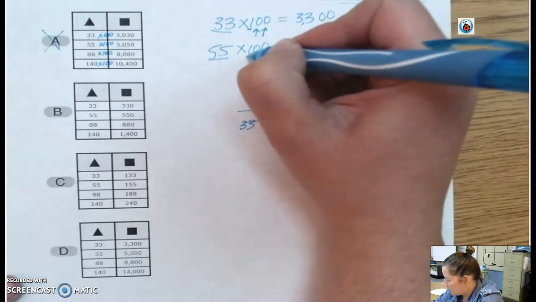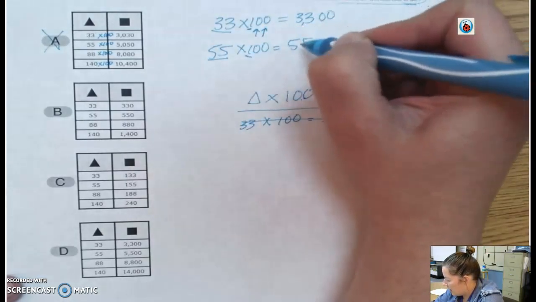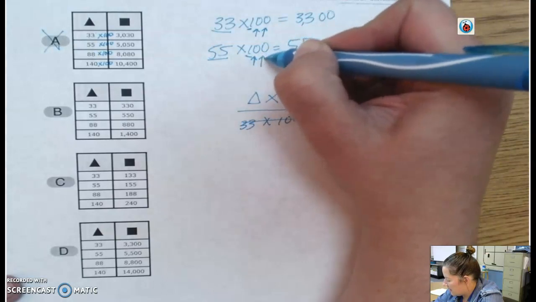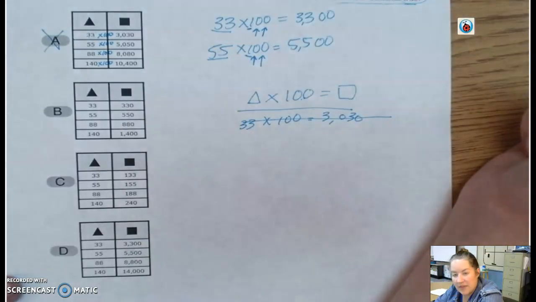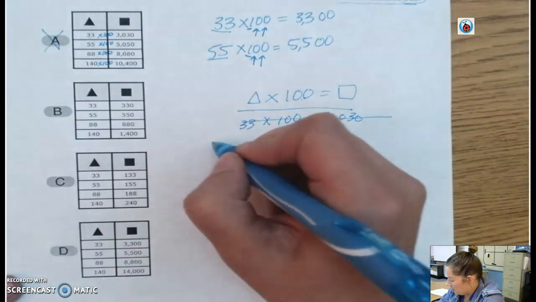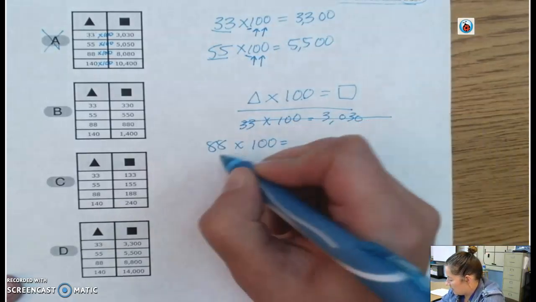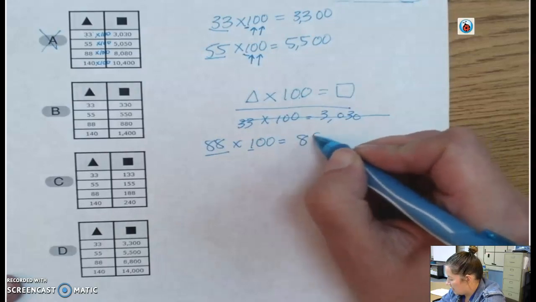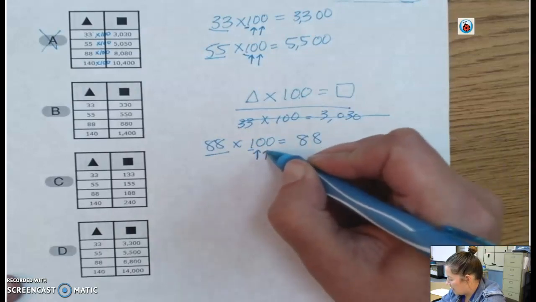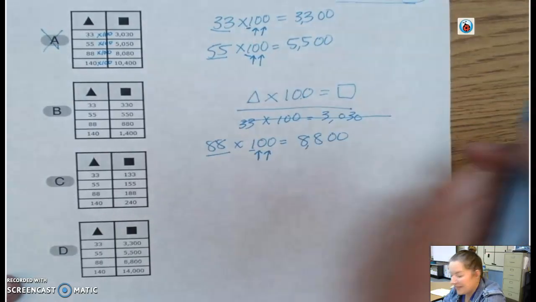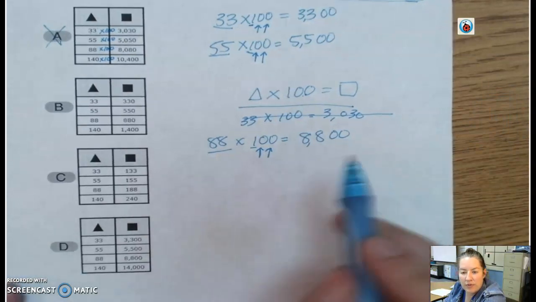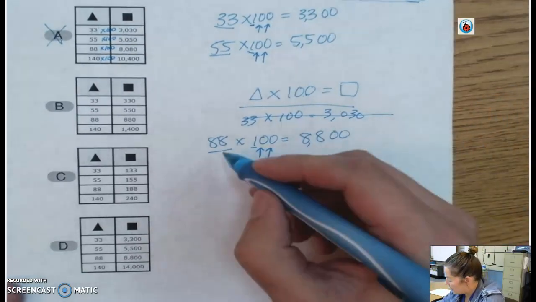55 times 1 is 55. I now need to add 2 zeros. 5,500. Okay, 88 times 100. 88 times 1 is 88. Let's add 2 zeros. It's just like moving it over 2 places, 2 place value places.